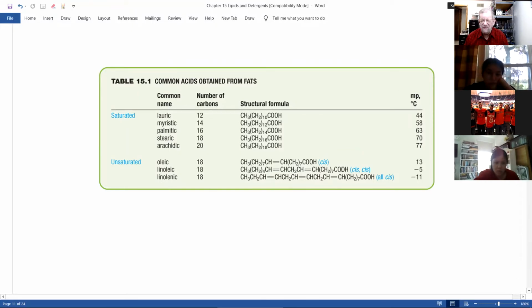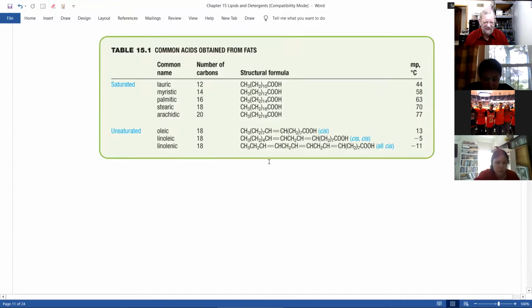And now here they have cis and cis. Whoever wrote this chart was wrong, because they can also be trans. Oleic is not all cis. Trust me, I know quite well.